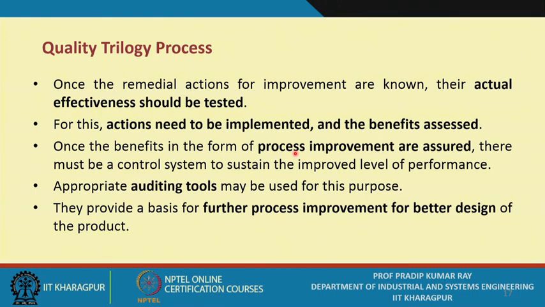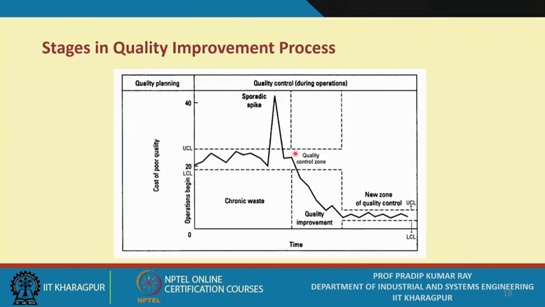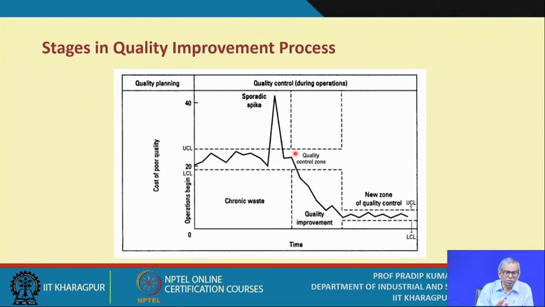So continuous improvement is our goal, and this quality improvement process believes in the philosophy of continuous improvement. We always say that even if the quality is best, it can be bettered. So you have the pictorial representation of the quality trilogy process. You have cost of poor quality at the quality planning. Then you go for quality control during operation, that is this phase. Is it okay? This is the chronic waste on which you don't have any control, and this is the sporadic spike.